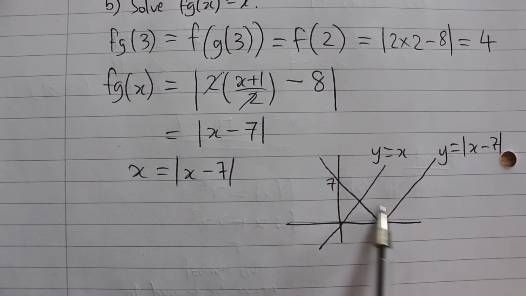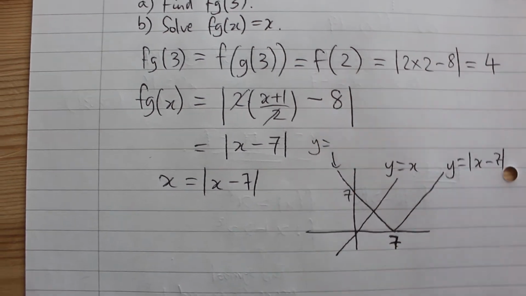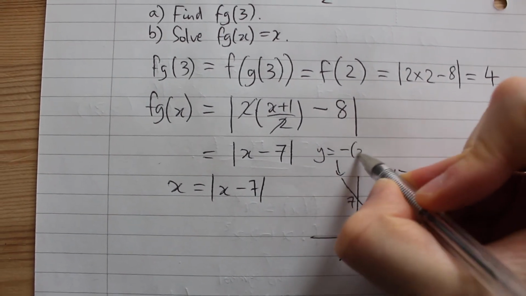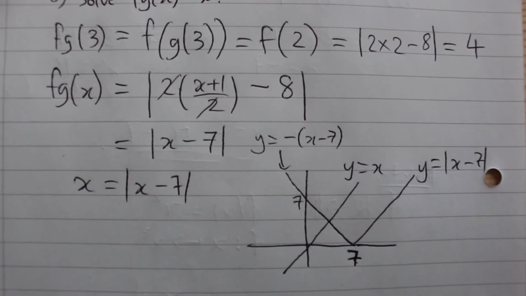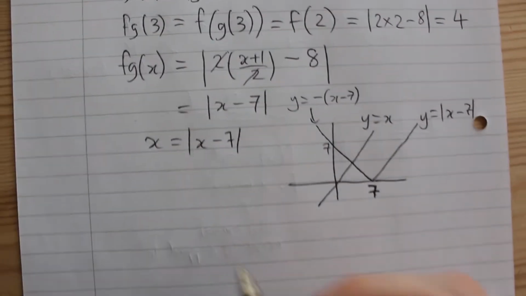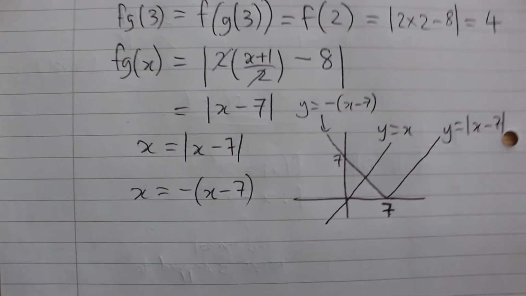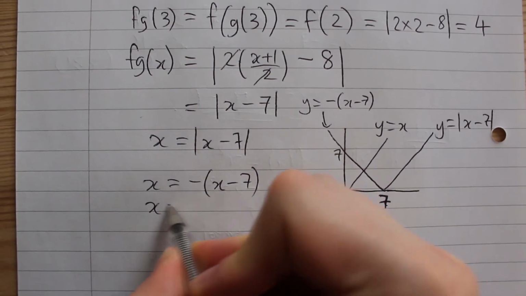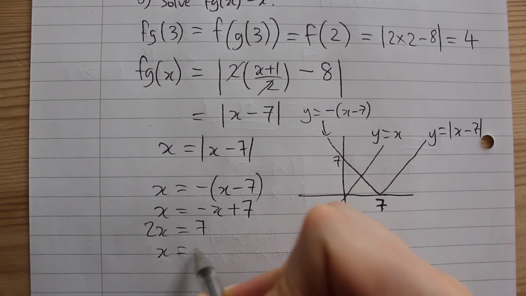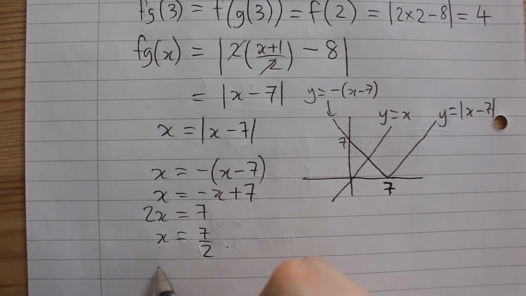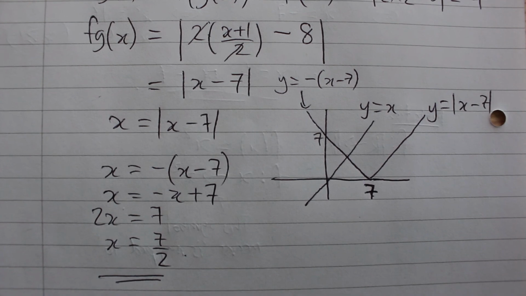And what's the equation of this line? Well, this line is part of the line y equals minus (x minus 7), or y equals 7 minus x. So to find this point of intersection, we need to set x equal to minus (x minus 7). And then we can expand the brackets and rearrange, and we get x is 7 over 2. So that's the only solution to this equation, fg of x equals x.